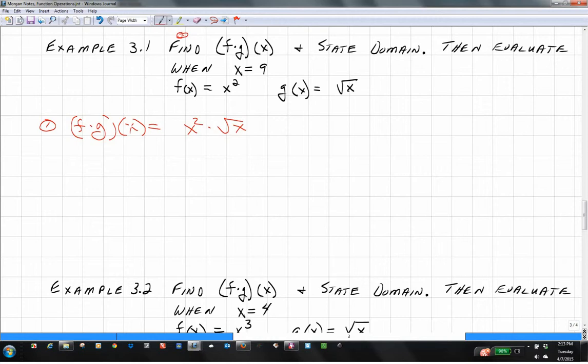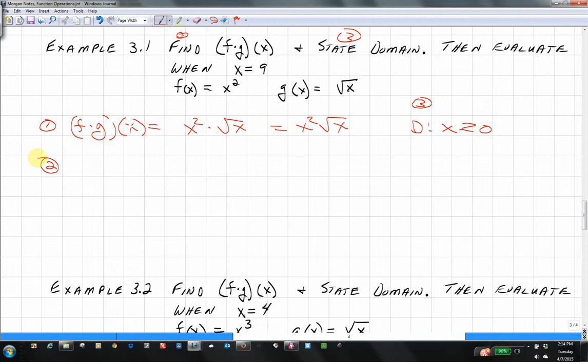Now I could, if I wanted to, change that to 1/2 and keep it in exponent form, but I think I want to leave it like that. I think it's easier for you to see that if I had to do the domain, I couldn't have a negative number in the square root. So for this one, the domain part, we can see that already. The domain is going to be x has to be greater than or equal to 0 because I can't have a negative under the square root.